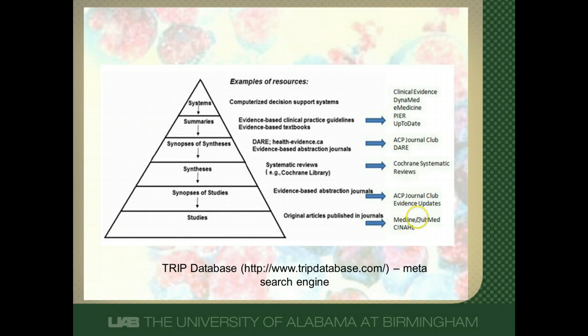And finally, I mentioned earlier MEDLINE to find individual articles. One place you could look to begin with to try to find answers across a variety of these resources is this meta search engine called the TRIP database. If you put in a term, let's say congestive heart failure, the TRIP database will search across a variety of resources to present to you individual articles, clinical practice guidelines, systematic reviews, synopses, etc. The only thing it really doesn't search are evidence-based textbooks, so you'll have to look in those yourself.